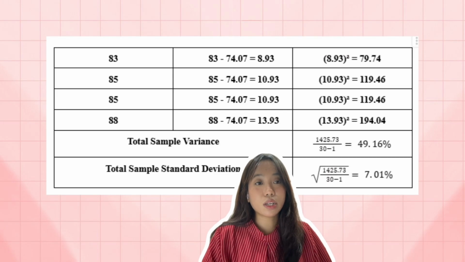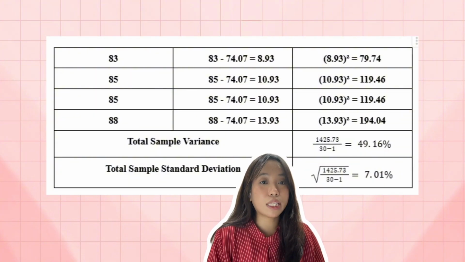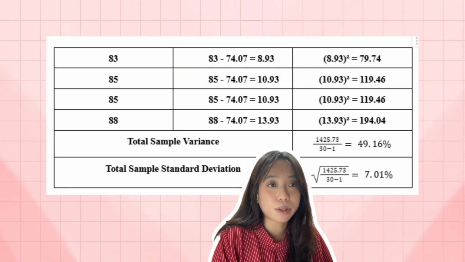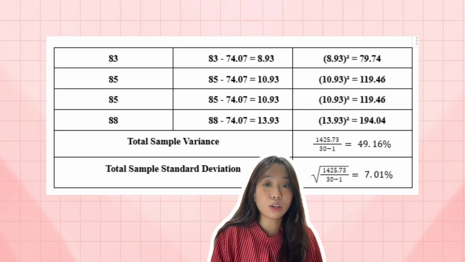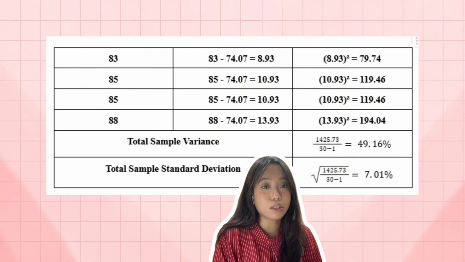The sample variance for customer retention rate is 49.16% and the standard deviation is 7.01%. So comparing the answers, customer retention is more spread out around the mean than the satisfaction scores.